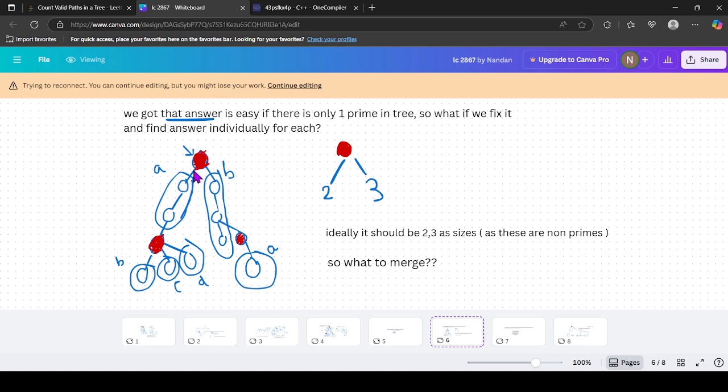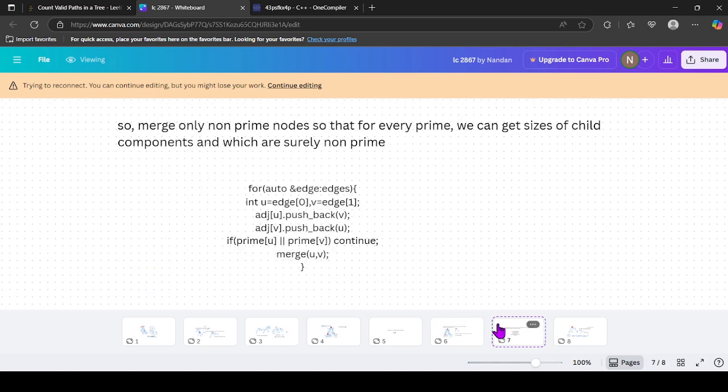So for a given edge, if any of the nodes is prime, then don't connect it, because we already have these nodes in the adjacency list. So while traversing the adjacency list, we can simply get the size of the component as the size of that node from DSU. So merge only non-prime nodes so that for every prime we can get the size of child components which are surely non-prime, because we are connecting an edge only if they both are non-primes, else we are not connecting it. So we store both in the adjacency list, and when we have to merge, we merge only if both are surely non-prime.